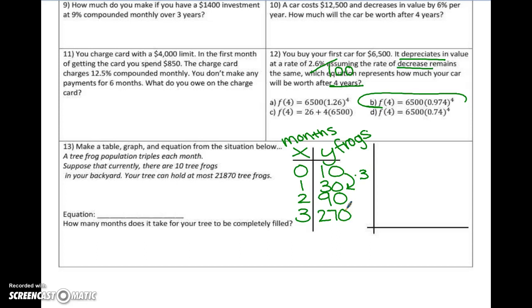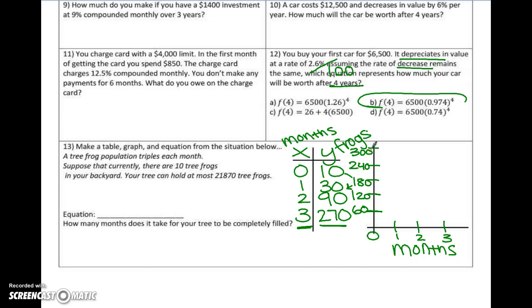And if we want to graph that, we're going to have months here and our number of tree frogs on the y-axis. So this is months. All we need to do is go out to 3, because I did only to 3 here. So 1, 2, 3. And if we need to get to 270, maybe on the graph we go by 60s. That's what I did, but you don't have to go by 60s.